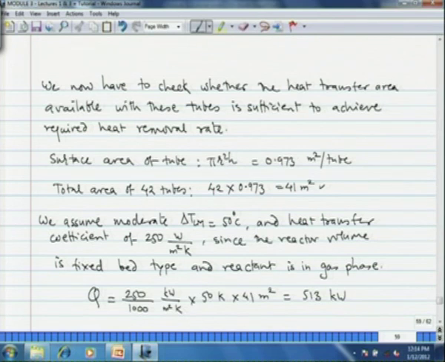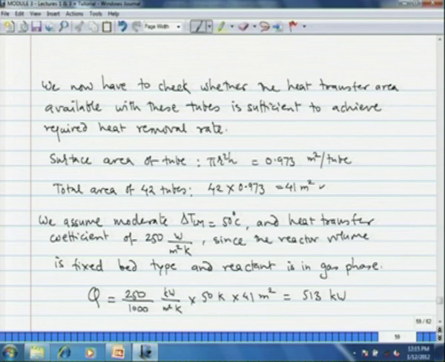We have to assume delta T log mean in the reactor, that we take as a typical value of 50 degrees centigrade, and we take the heat transfer coefficient order of magnitude as 250 watt per meter square per Kelvin. This is because the reactor volume is fixed bed type and the reactant is in gas phase. So, we are not likely to achieve very high heat transfer rates there. So, we have taken a moderate overall heat transfer coefficient of 250 watt per meter square per Kelvin.